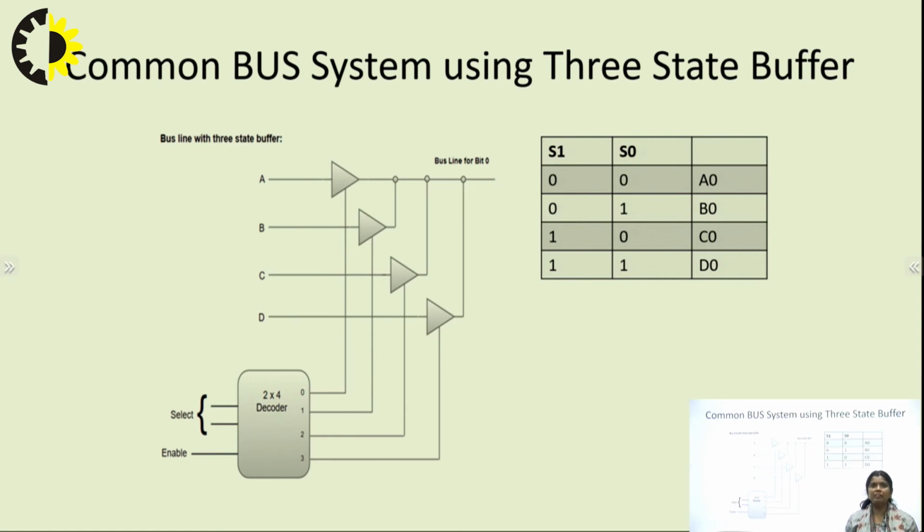With the selection lines, if 0, 0 is selected, then A0 will be selected and all the other values connected with B0, C0 and D0 are in the high impedance state. Or if you connect the C value, C0, then the A, B and D values will be in the high impedance state. This high impedance state is controlled by the enable value. Enable means a control signal. When the control signal is 0, the values go to the high impedance state, and when the control signal is 1, it is treated as a normal output, that is, a logical 1 or logical 0.